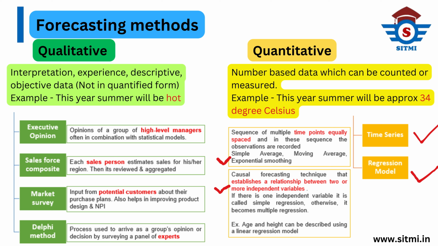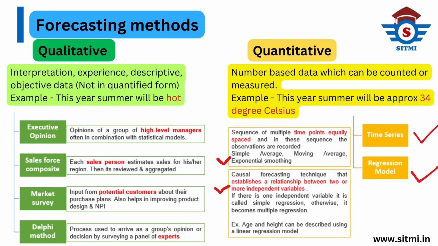For example, if we consider the age and height of students, then it can be described as a linear regression model. Also, in the regression model, we can consider the price of petrol and the sales of petrol vehicles, which can create a causal relationship between two variables. And based on each variable, we can do the forecasting in the future.